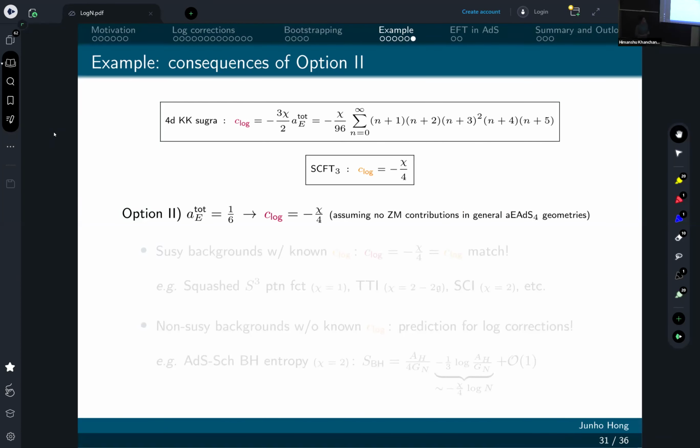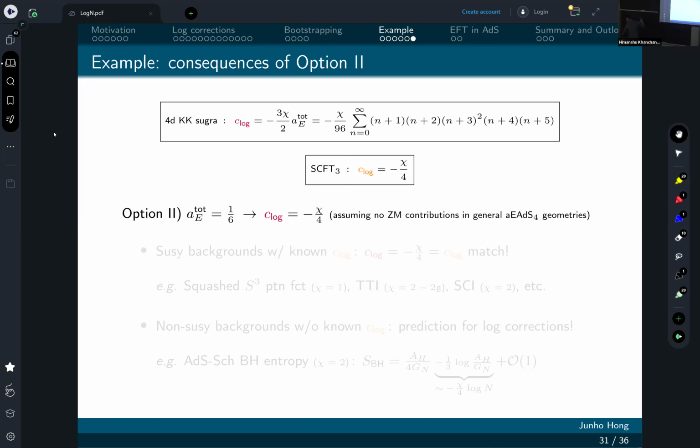That is the following. Now, using this regularization scheme, we can try to compute the log coefficient for a generic background, not pure Euclidean AdS4, for a general asymptotically Euclidean AdS background. Then the result is -chi/4, because as I mentioned, AE is the only source. C and B1 just go away. Here, the hidden assumption is that there is no zero mode, even for a general asymptotically Euclidean AdS4 geometry, not just pure Euclidean AdS4. It's a very strong assumption, and we don't know how to prove that yet. But let's accept it for a while.